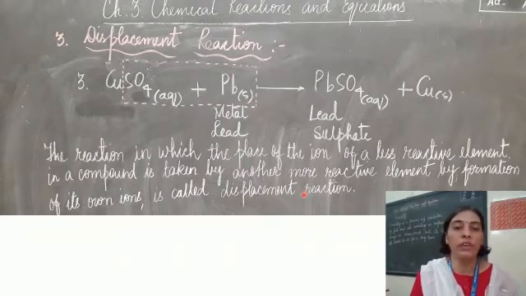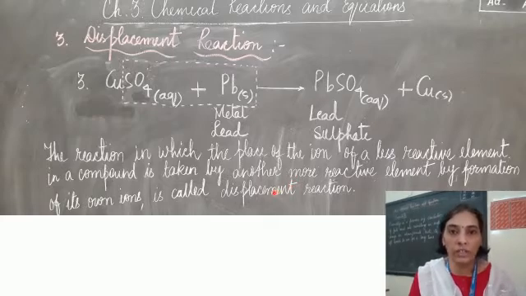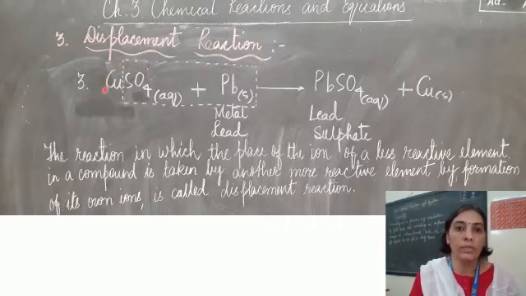On seeing, you might feel that this is a very lengthy definition, but try to understand it by breaking it into parts. Like the reaction in which the place of the ion of a less reactive element in a compound. So your compound is copper sulfate, and which is the less reactive element here? The copper element is less reactive.